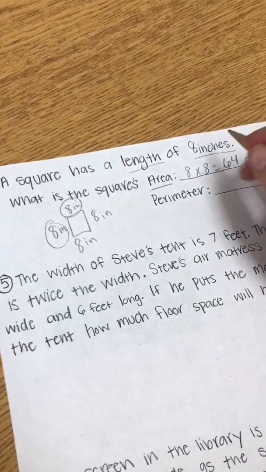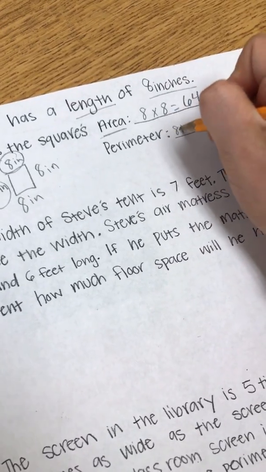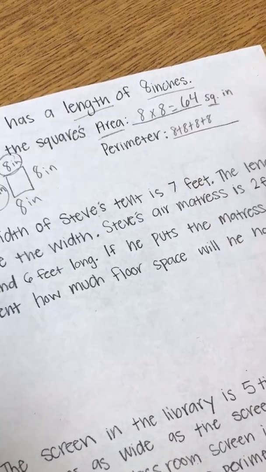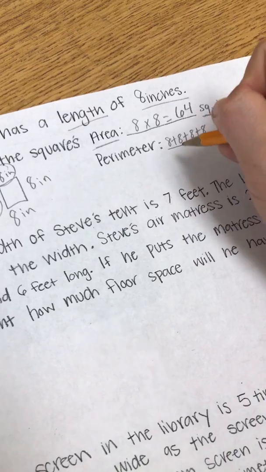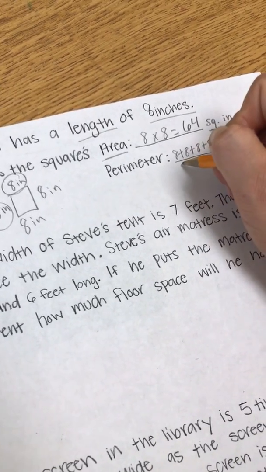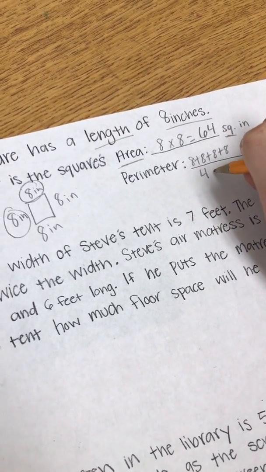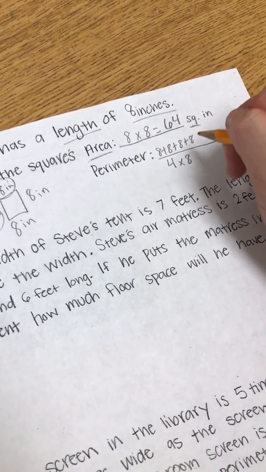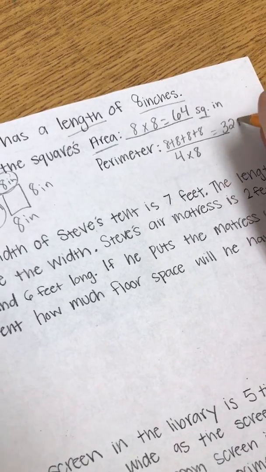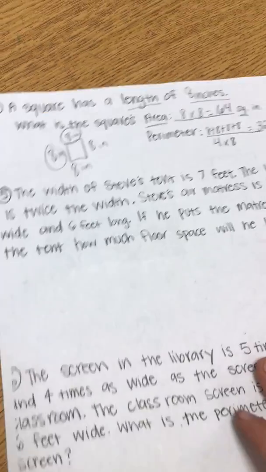For perimeter, all of my sides are 8. So I could say 8 plus 8 plus 8 plus 8, or another way to phrase that, since this is repeated addition, I have 4 sides. All of those sides are worth 8 inches. So the perimeter ends up being 32 inches.